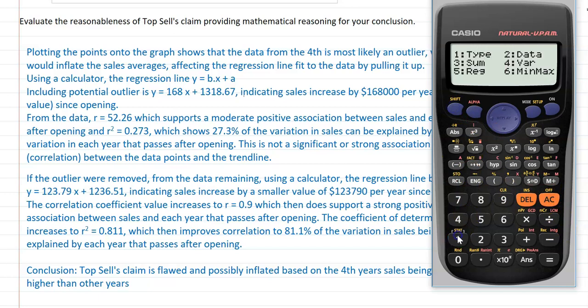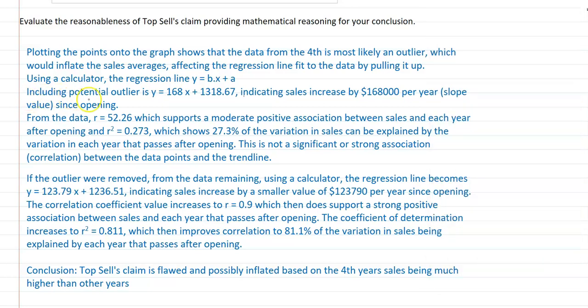Then access your statistical functions. If you go into option 5, regression, you can pop out your y-intercept, the a value, your slope or b value, option 2. That will give you a regression line including the potential outlier of y equals 168x plus 1318.67. So remember, the y is your response variable, so that's the value of sales. Your b value is going to be your slope, which is the point of interest for us. So they're saying sales are increasing by $168,000 per year since opening.